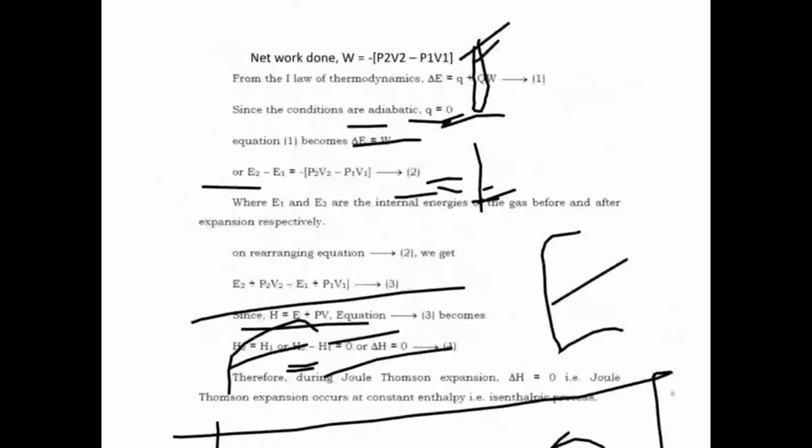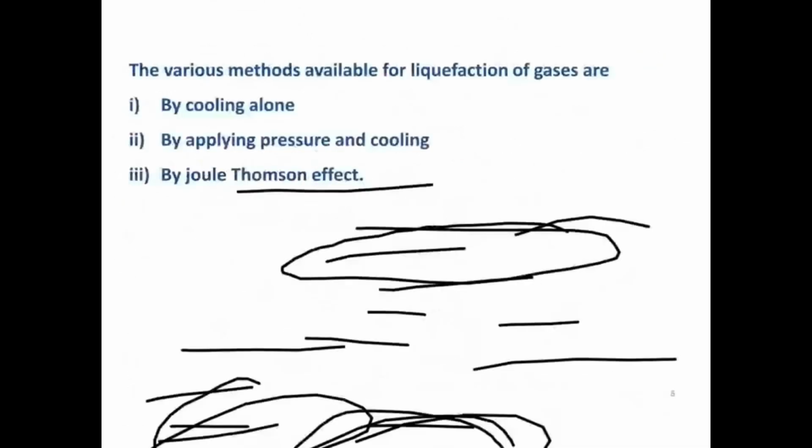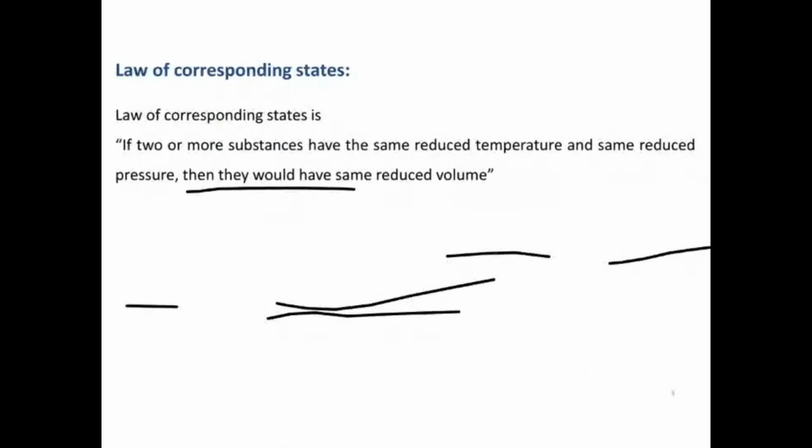So what does the law of corresponding states mean? It says that when two or more substances have the same reduced temperature and the same reduced pressure, for example hydrogen and helium, then the reduced volume also will be the same. So that is the law of corresponding states.